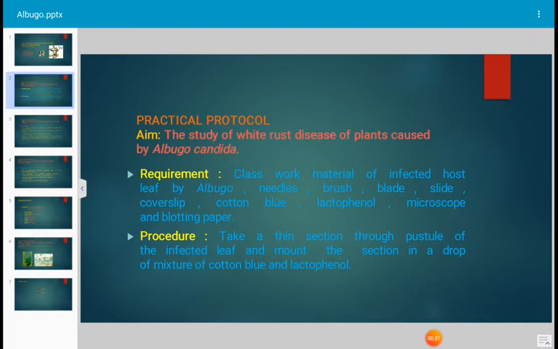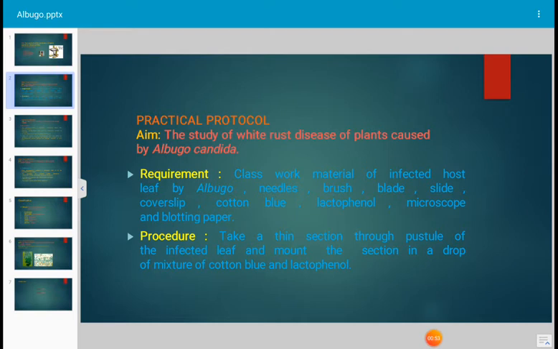During the practical, the requirements are classwork material of infected host leaf and needles, brush, blade, slide, cover slip, cotton blue, lactophenol, microscope and blotting paper. These are the requirements for the practical.